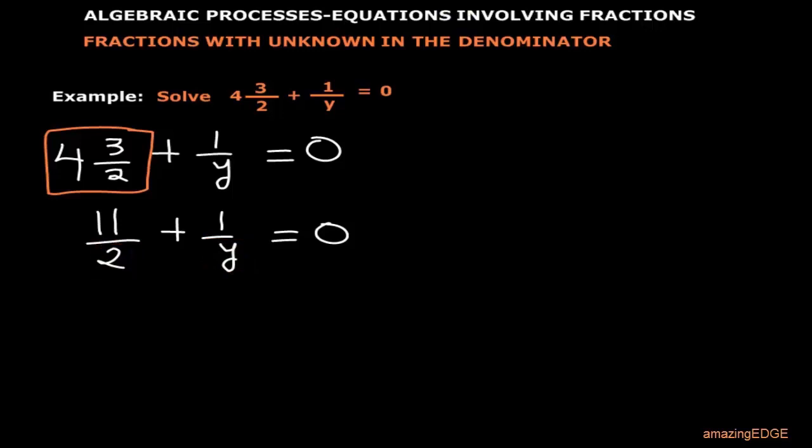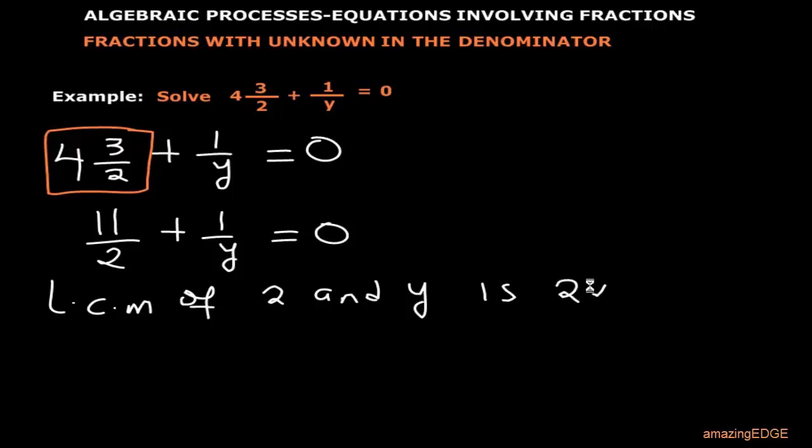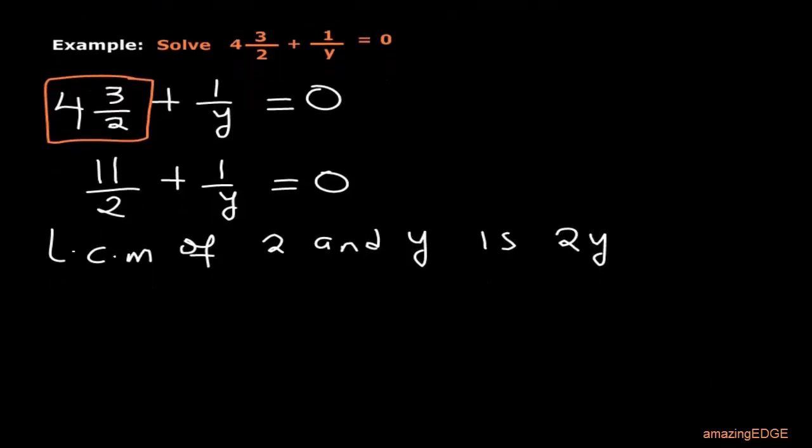The method is simply to get the LCM of those 2 terms. So we find the LCM of 2 and y. And what is the LCM of 2 and y? The LCM of 2 and y is simply 2 times y, which is 2y. So the next thing now is to multiply the left side and the right side by that LCM.